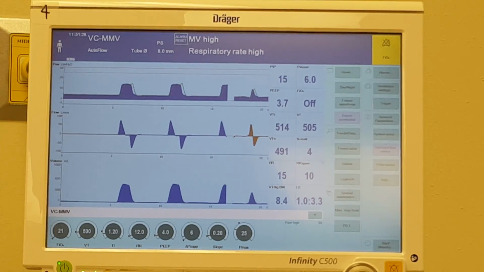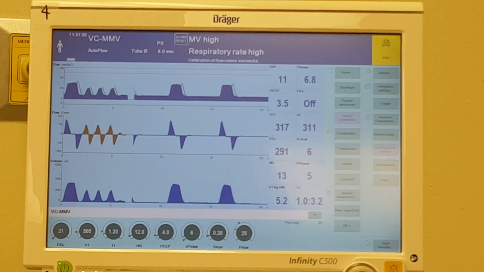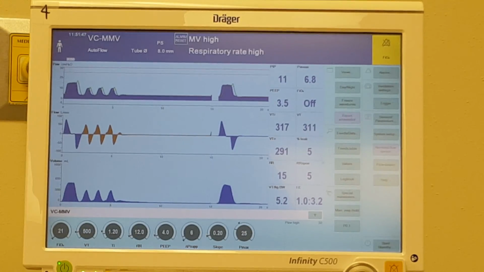So MMV will vary anything from the patient doing all spontaneous breaths that are pressure supported, in this case pressure support of 8, to where the machine does everything and everything in between. They could get 1 or 2 machine breaths to all machine breaths.